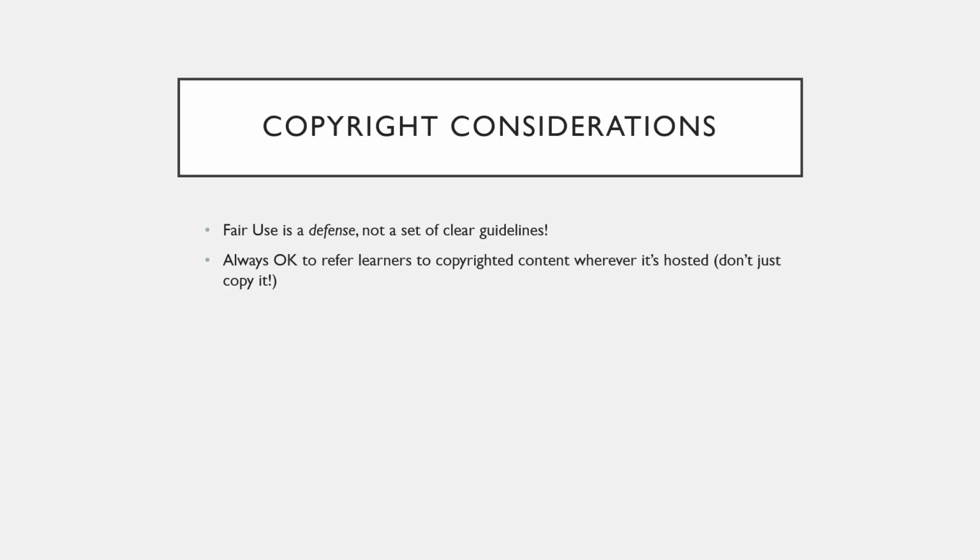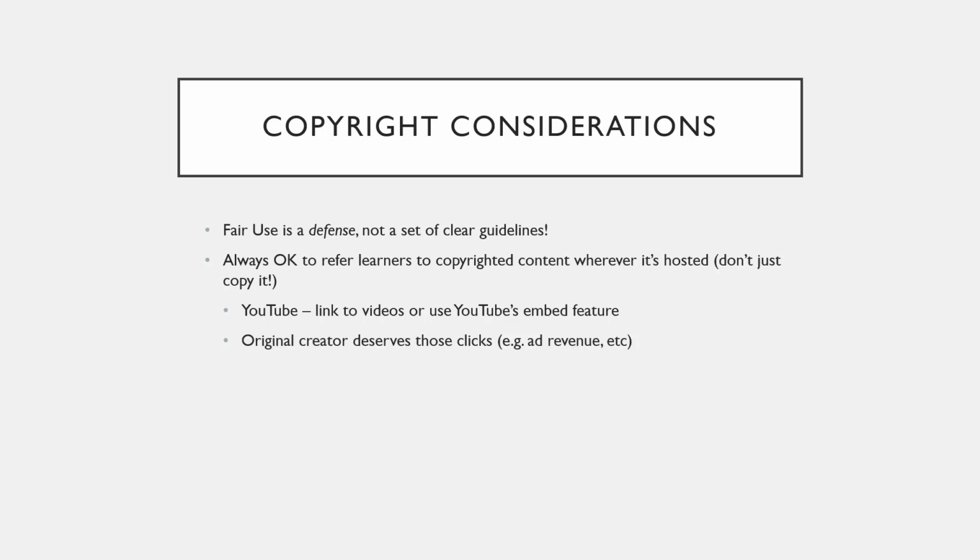It is always okay to link learners out to copyrighted content. Again, I know it depends on your audience. If you have small kids, you probably don't want to link to videos or use YouTube's embed feature. You probably want to find something more educational, but you could always use PBS or Khan Academy or something. It's okay to link out to those things.